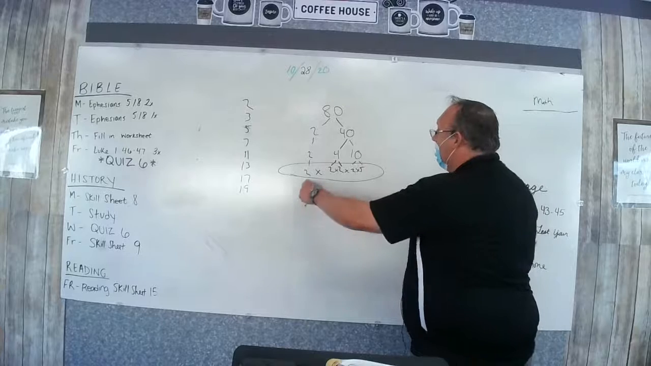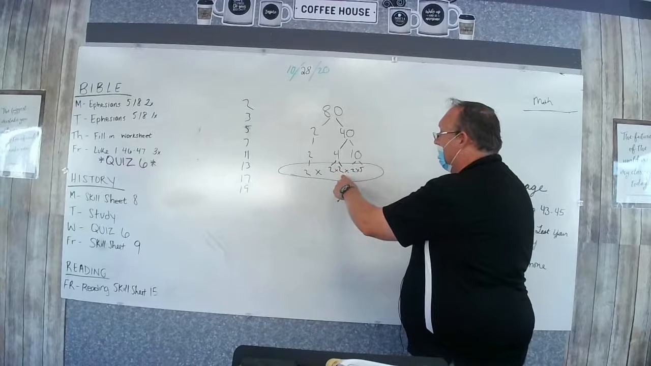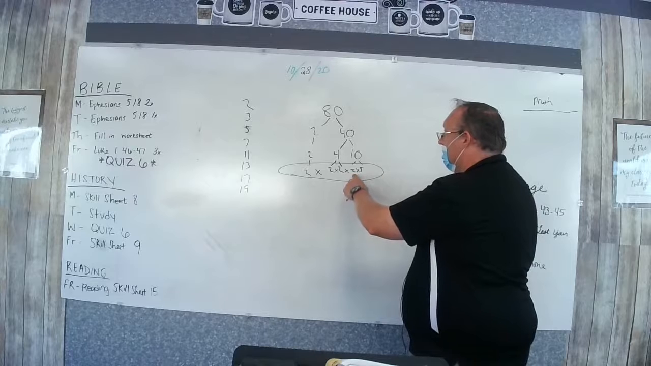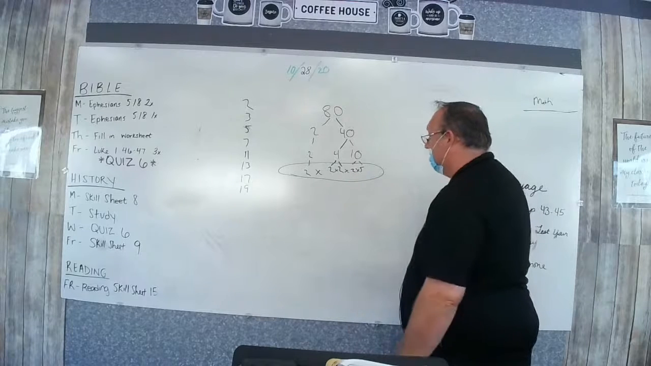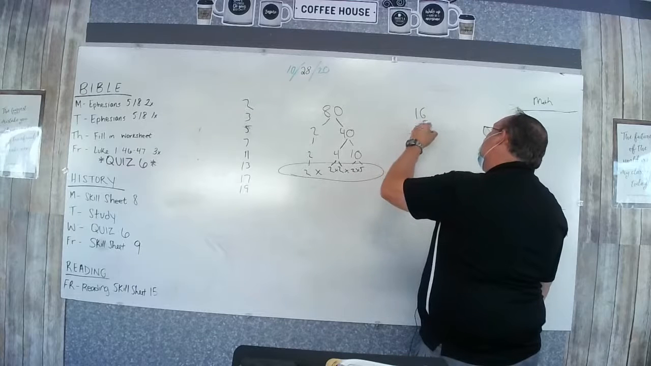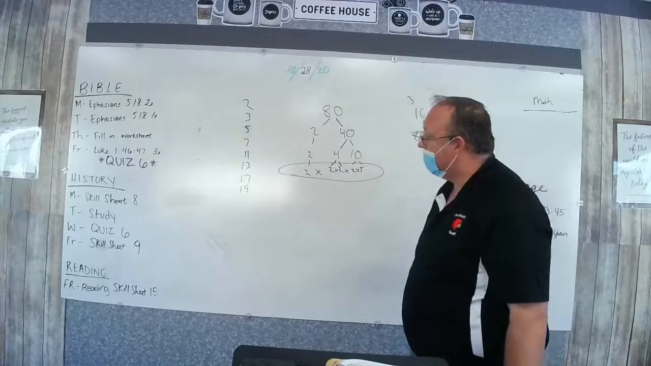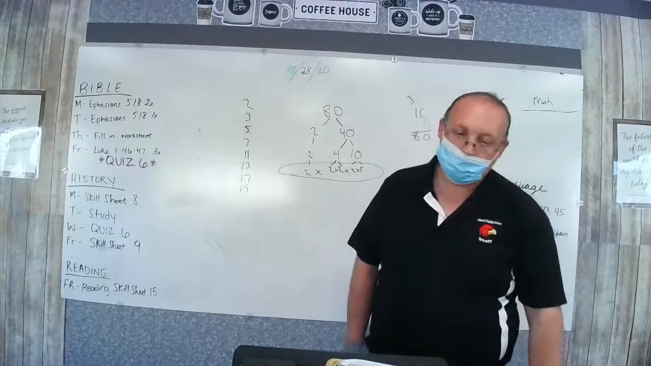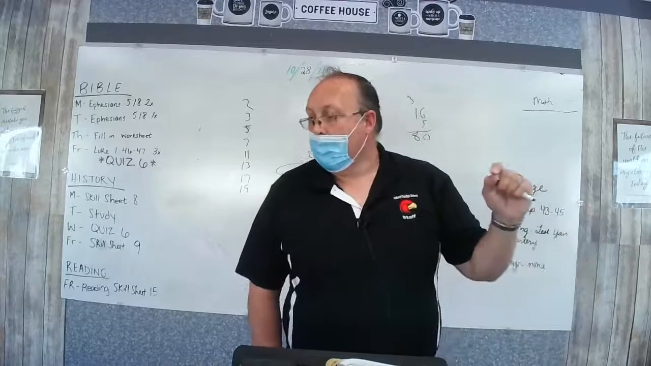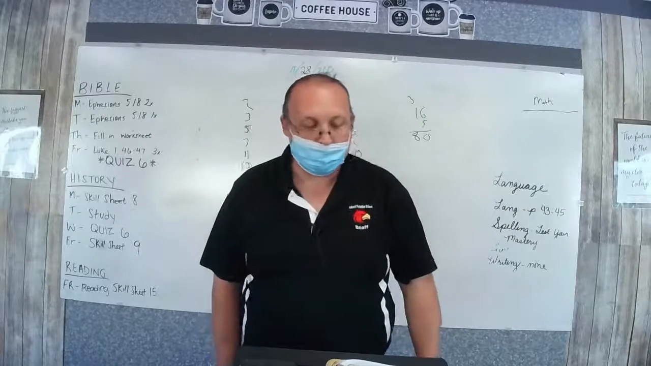So, what's 2 times 2? Times 2. Times 2. Times 5. 80. Okay? Okay. Everybody do this one with me in your book.